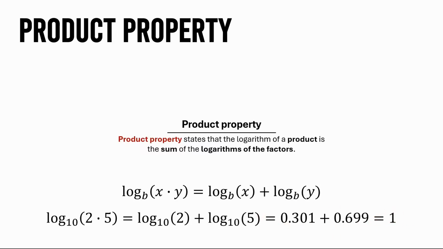We can also see this from here: if we do the log base 10 of 2 times 5, 2 times 5 is 10, so the log base 10 of 10 equals 1, because the base 10 raised to the power of 1 gets us the argument, which was 10, 2 times 5.